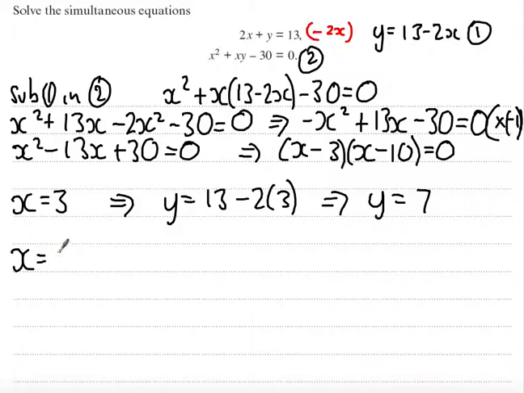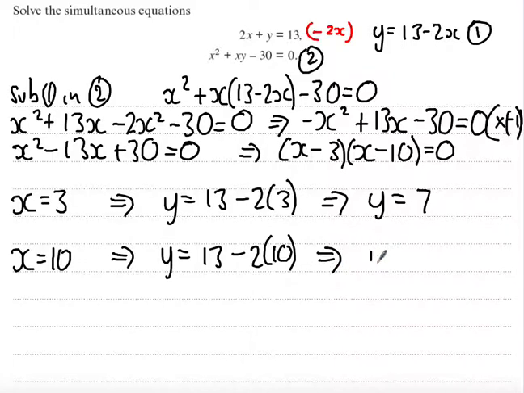And my other solution, x equals 10, gives me y equals 13 minus 2 lots of 10. So 13 minus 20, y equals minus 7. And that is my simultaneous equations solved.